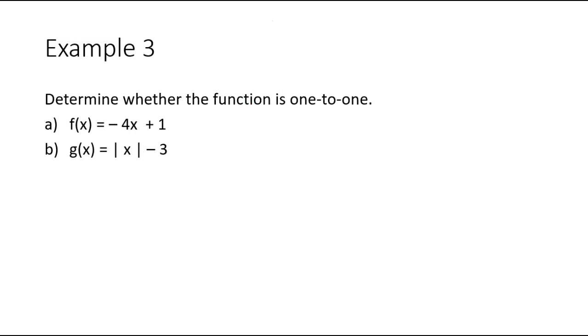Example 3. Determine whether the function is one-to-one. All right, what we're going to do is, according to the definition, we know that our function of some value is equal to our function of a different value if and only if we knew those two values were equal to one another to begin with.